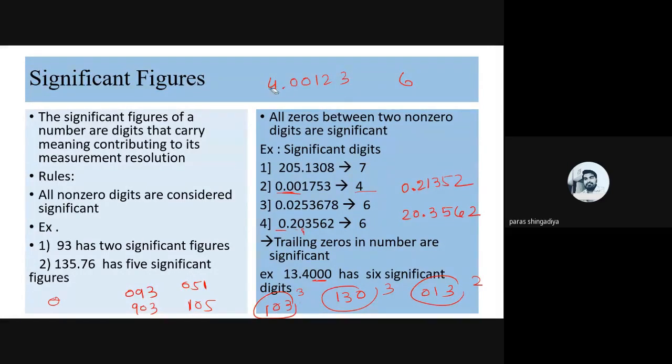Okay, but if I remove the 4 here, now I write 0.00123, so that will be considered as 3 significant digits. Clear? But in place of 0, if I write 40.00123, so that now changes. That is a 7 significant digit in that case.